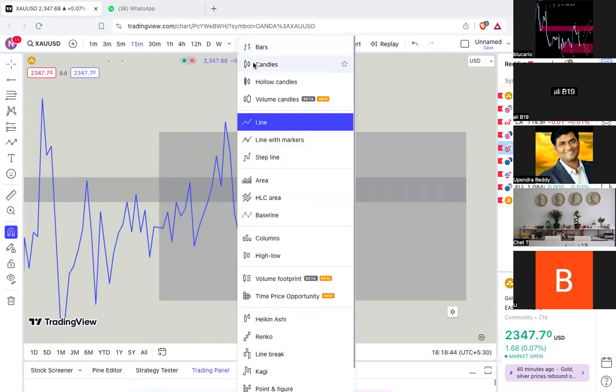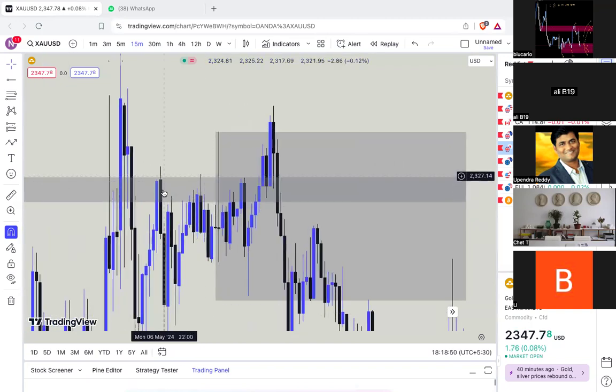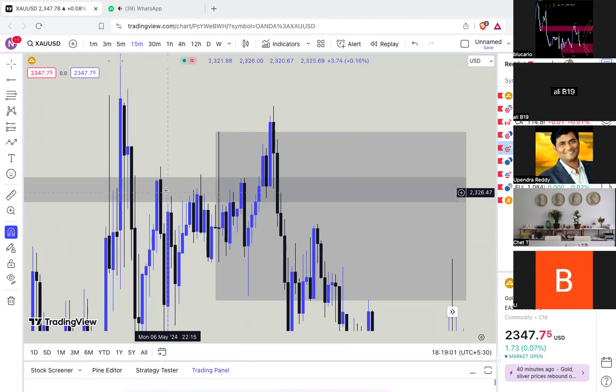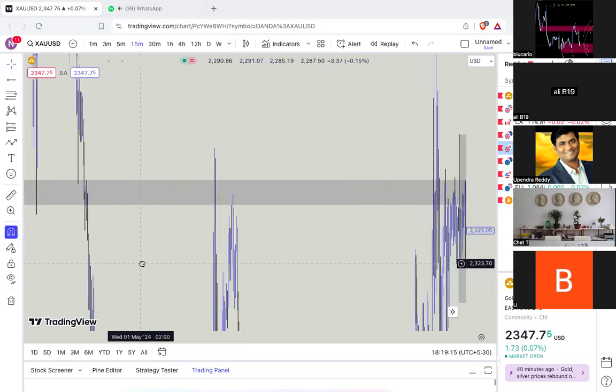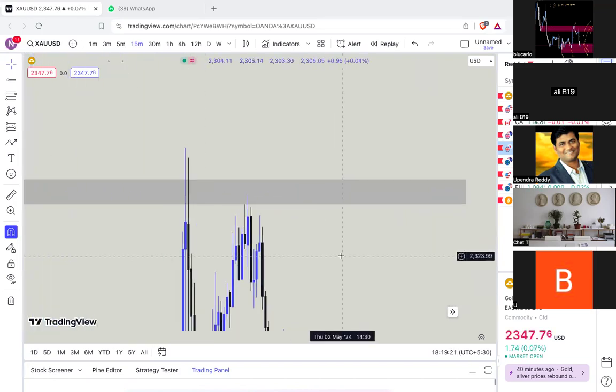I'll go to line chart, candle chart again. On candle chart, inside this zone, we should find an engulfing buy or engulfing sell inside this zone, inside this rectangle box. The complete body of engulfing buy and engulfing sell should be inside this. We don't have an engulfing buy or engulfing sell here. We can go behind. Even here, we don't have an engulfing buy or engulfing sell inside this box.